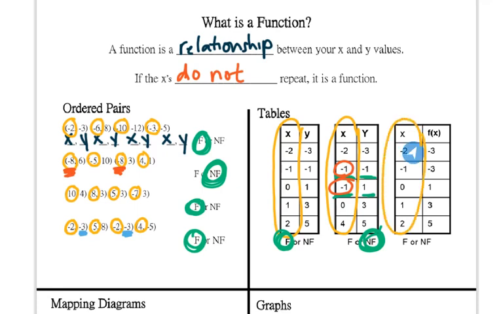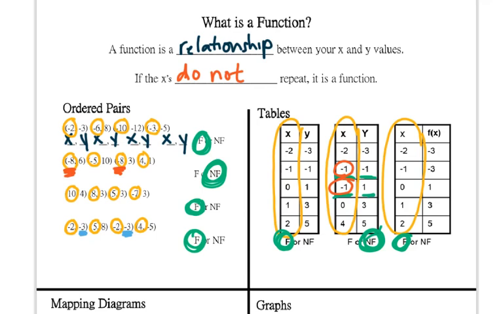In this one, let's check my x's. We're good. -2 is different from -1, different from a 1, a 2, a 0. We're good. All those girls are faithful. This is a function. So we check to see if any of our x values come back a second time.